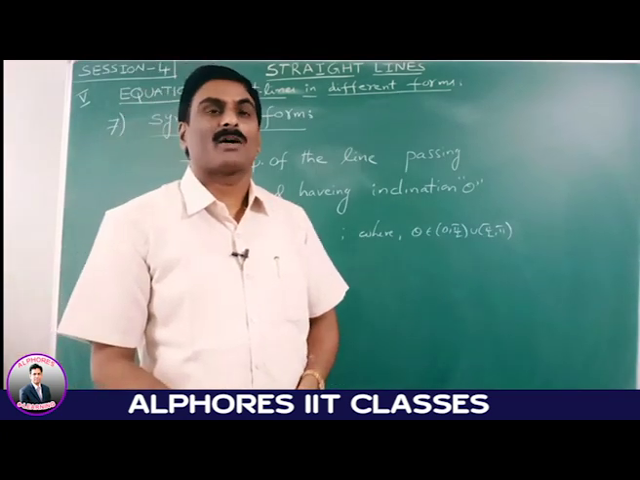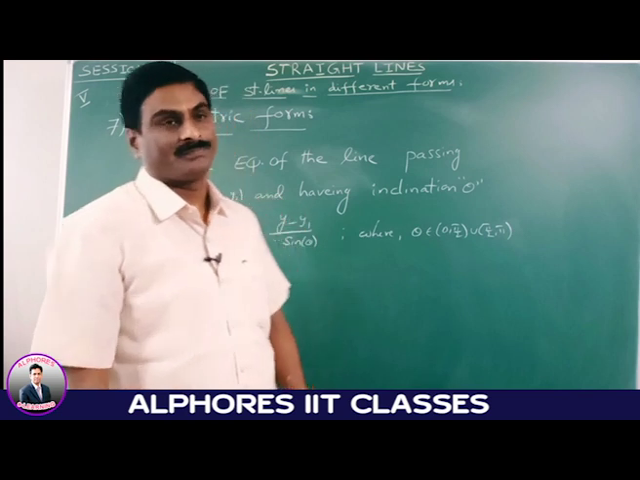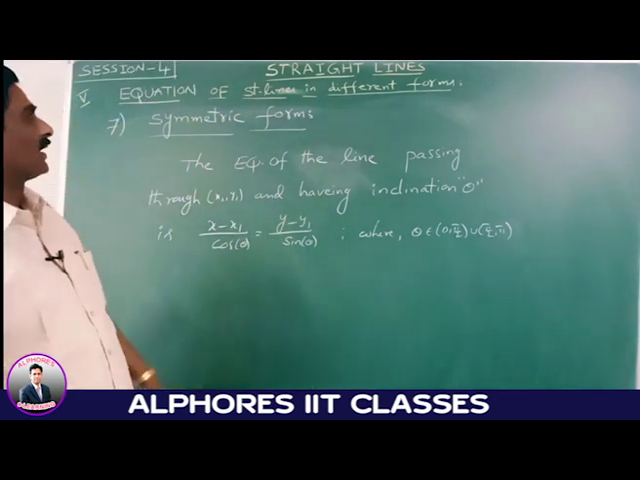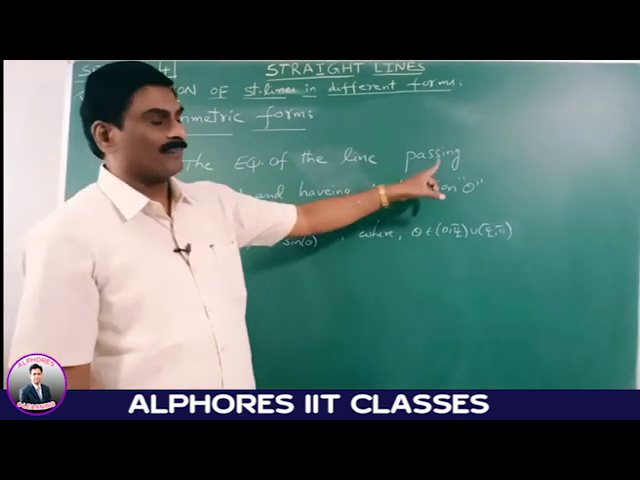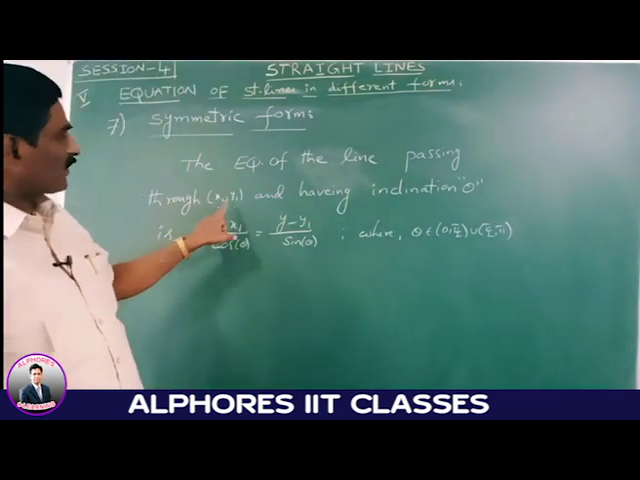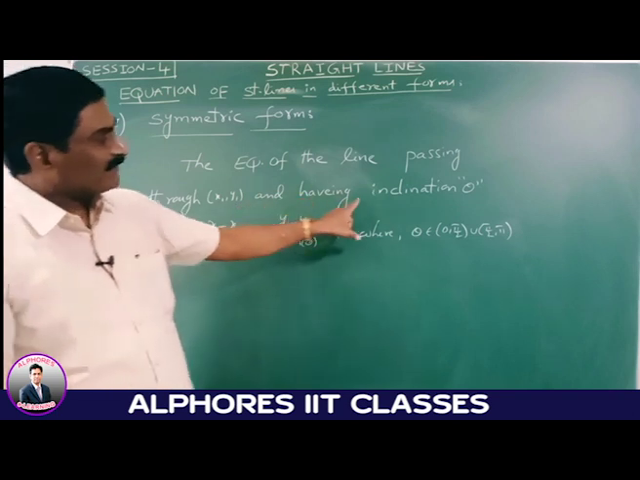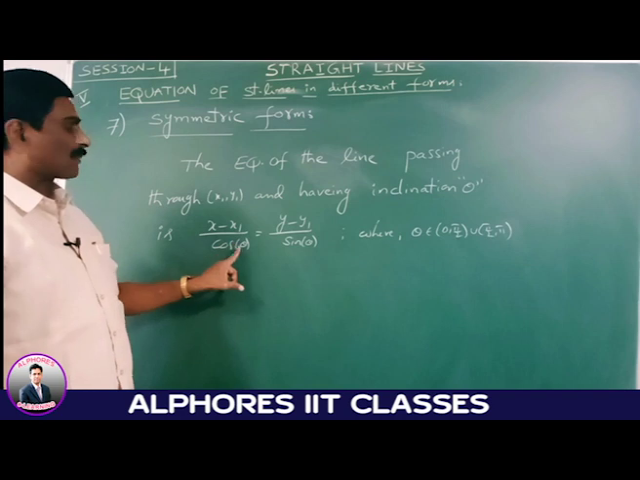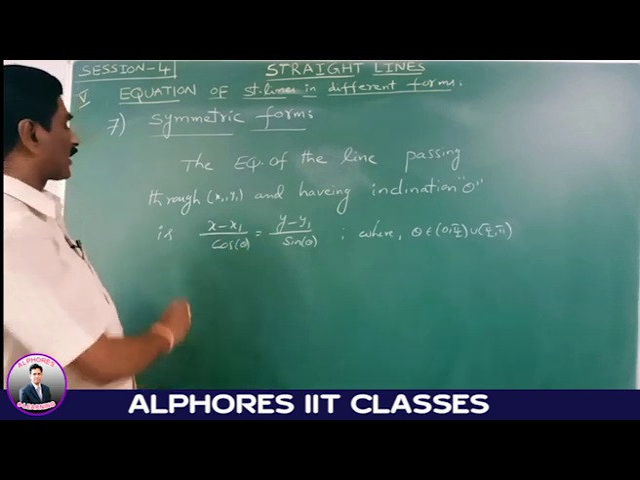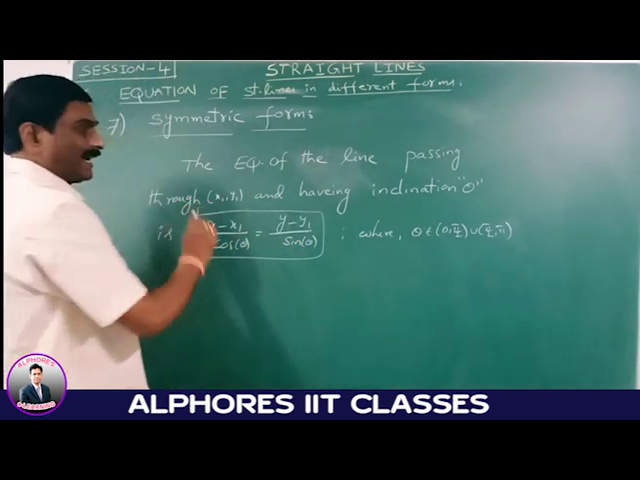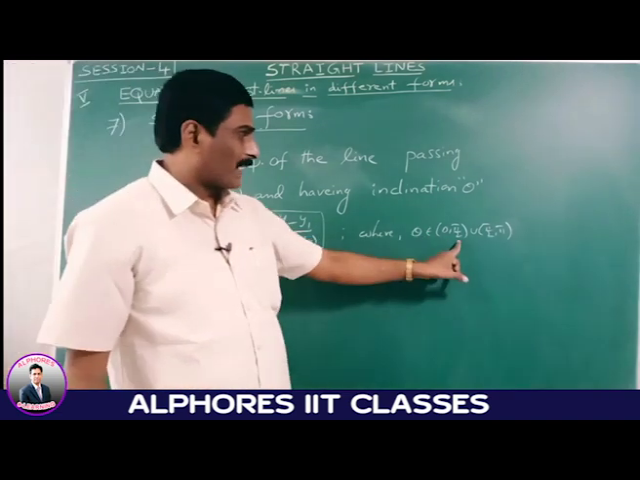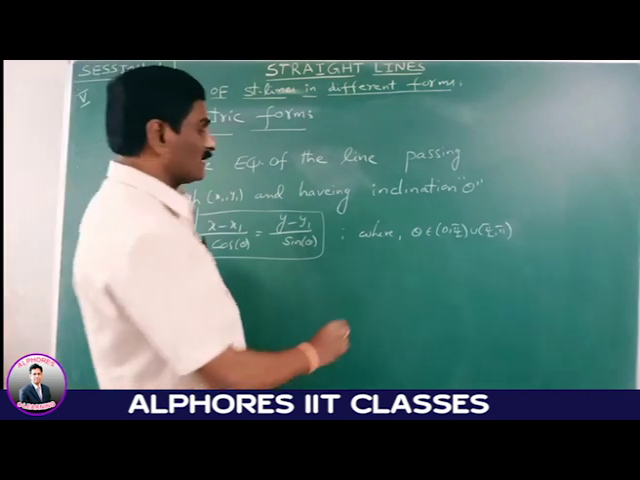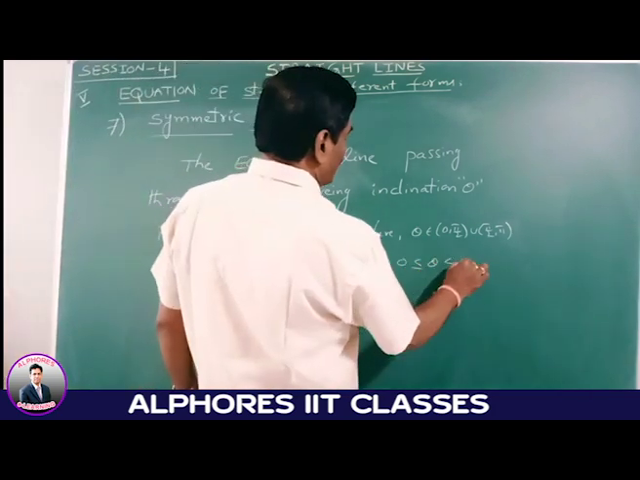Next, seventh form of a straight line: symmetric form. Please note this value. The equation of the line passing through (x1, y1) and having inclination theta is (x minus x1) by cos theta equal to (y minus y1) by sin theta, where theta belongs to 0 to pi by 2 union pi by 2 to pi. Actually, the angle of inclination range is 0 degrees less than theta less than pi.